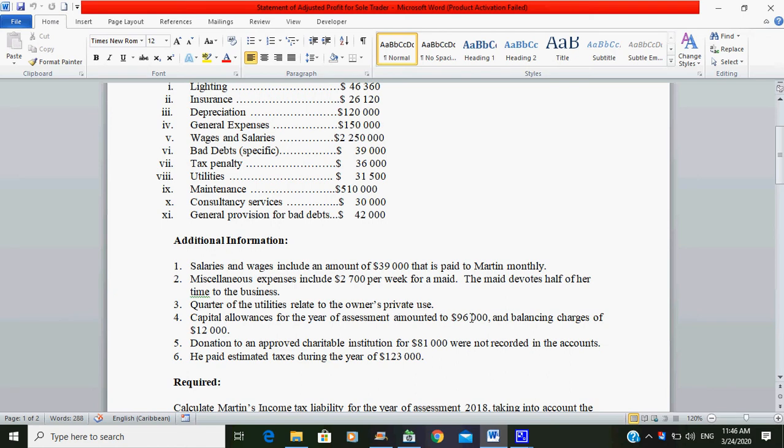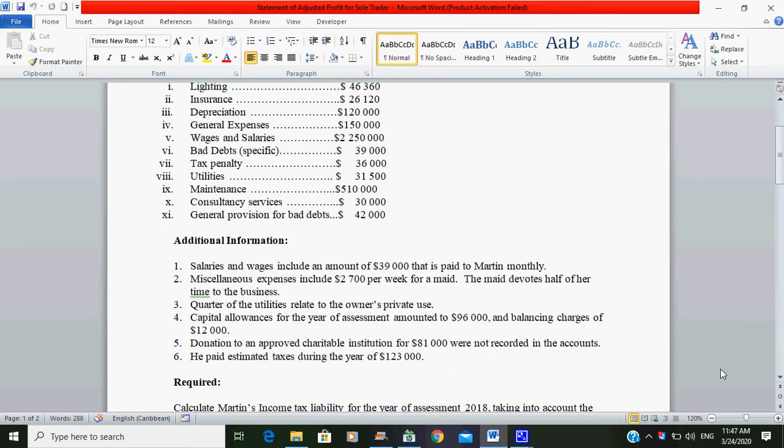This 96,000 should be deducted. And the balancing charge would be added back. Donations to an approved charitable institution of 81,000 were not recorded in the accounts. This should be deducted. And then they paid estimated taxes during the year of 123,000. What should we do with that, folks? Should we do anything with it? No. We should not do anything at all with it. That is just a distractor.